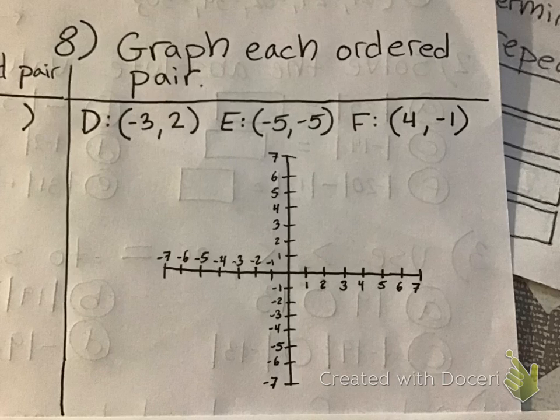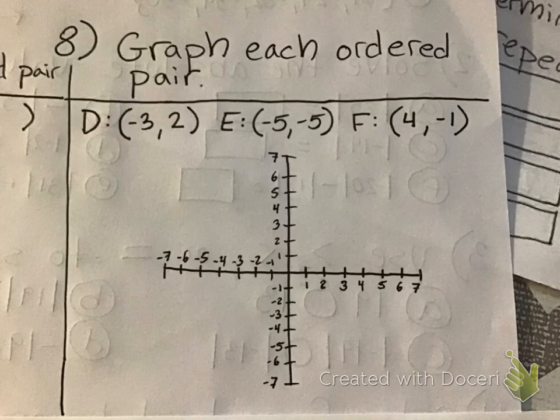Okay, D, negative 3, 2. Okay, negative 3, 2. Am I going to go up or down or left and right first? Who can tell me up or down, left and right? Shiley? Excellent. She said because the middle one, the one that's across the horizontal, is the x-axis. We're going to go left, right first.